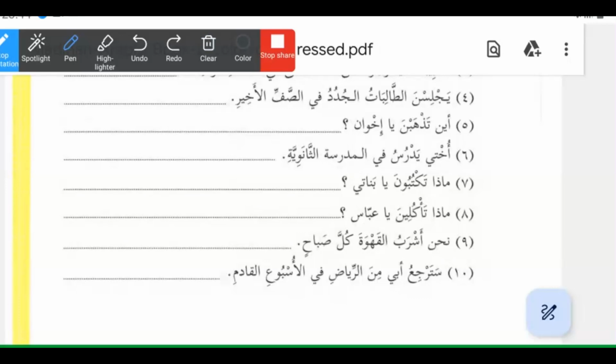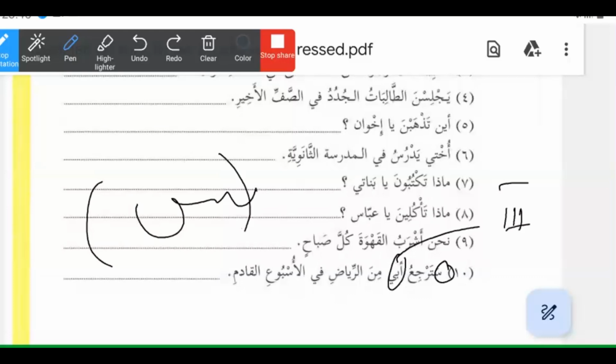Then coming on, satarji'u abi min ar-riyad fi usbu'il qadim. في الأسبوع القادم. Once seen is coming with the future tense, raja'a yarji'u. Raja'a means to return. Raja'a means he returned. Yarji'u means he will return, or he returns. So satarji'u here is coming as tarji'u, because he is talking about his father. It's a third person, so tarji'u will not come, it will come as yarji'u. It will come as sayarji'u abi, my father will return.